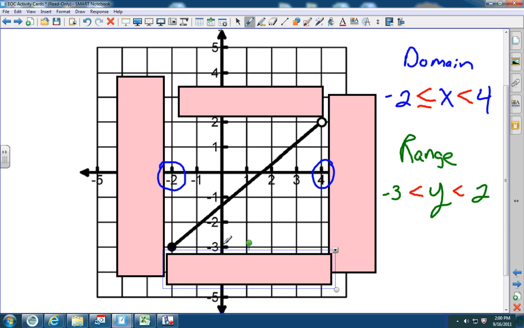Now let's look down here at -3. At -3, it's a colored in circle. That means it's equal to. Up here at 2, that's an open circle, so I'll leave it with just the less than symbol.